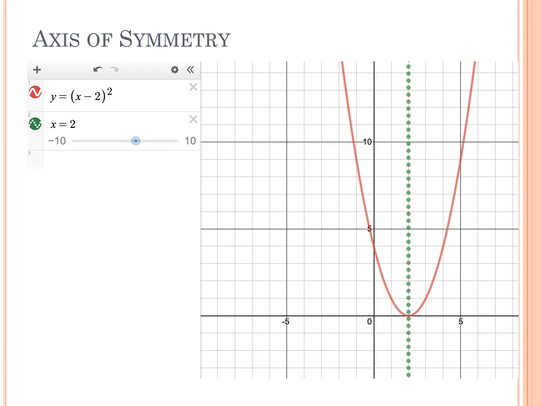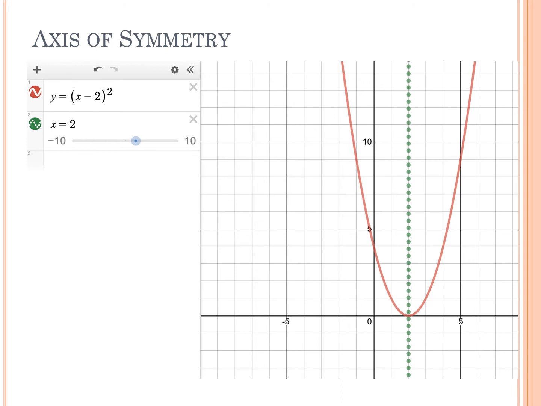But we're going to talk about what the formula for that is. For these quadratic functions, it's always going to be a vertical line, meaning it's always x equals a number. And you see here for this quadratic graph, that green dotted line is going to be the axis of symmetry.